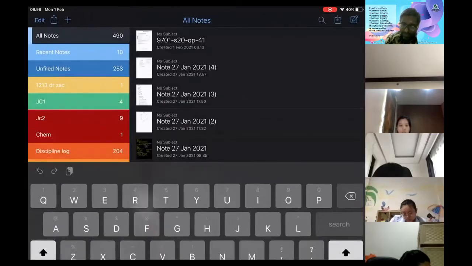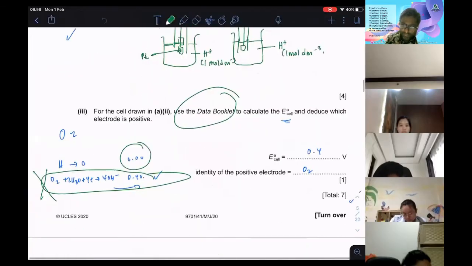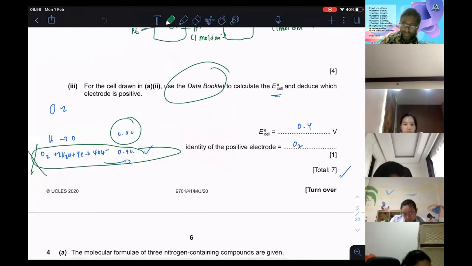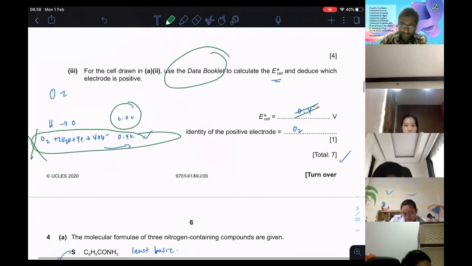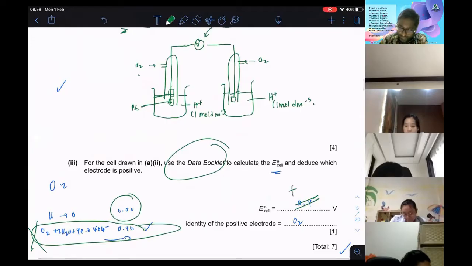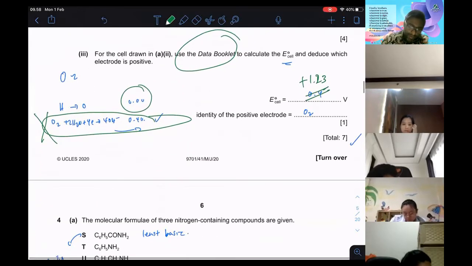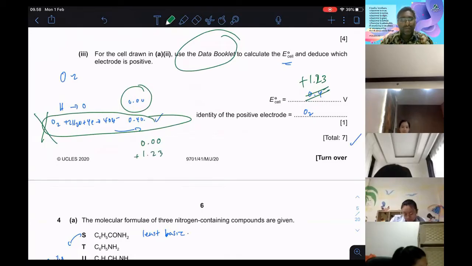So if I put the 1.23 over there, this is going to be the E cell. Automatically this is not 0.4. This one will follow this one, 1.23. And then identify the positive electrode. Please remember, if this one is 0.00 and the other is 1.23 positive, the one that is more positive will go to the right. So this one will go to the right.